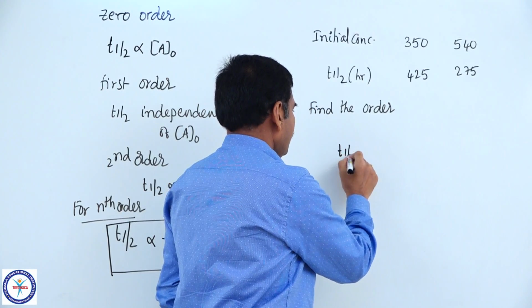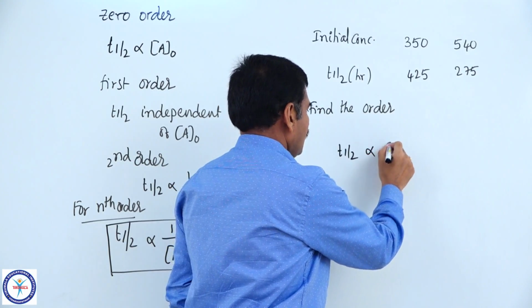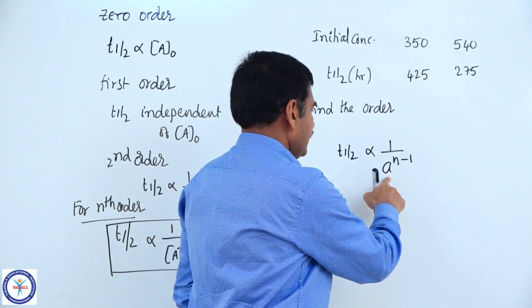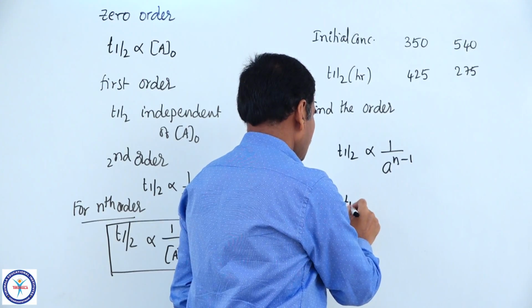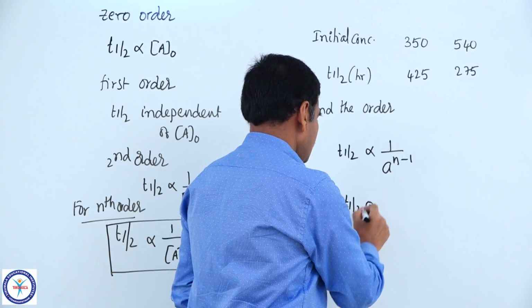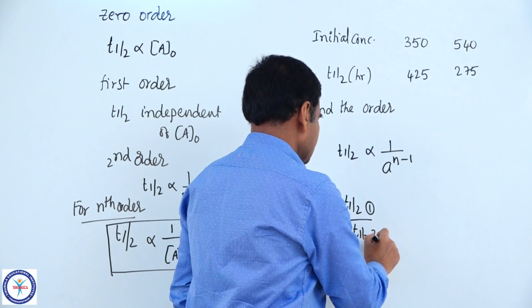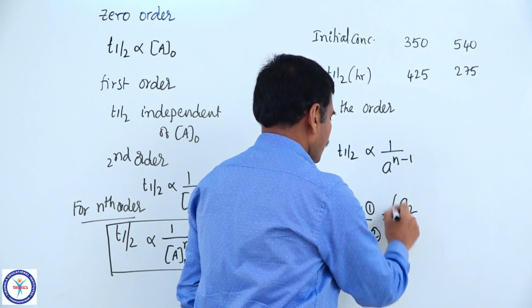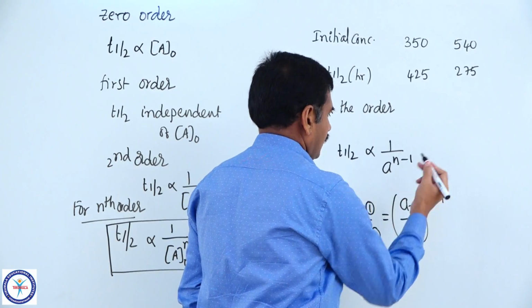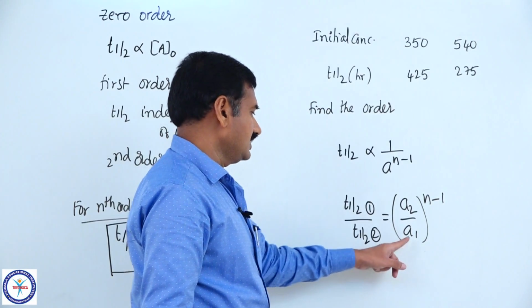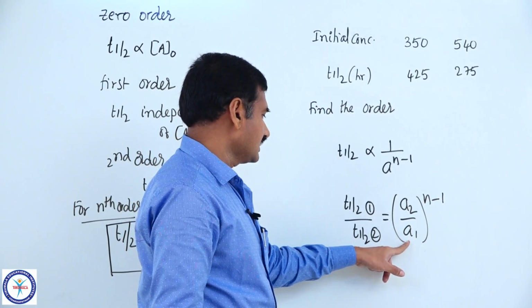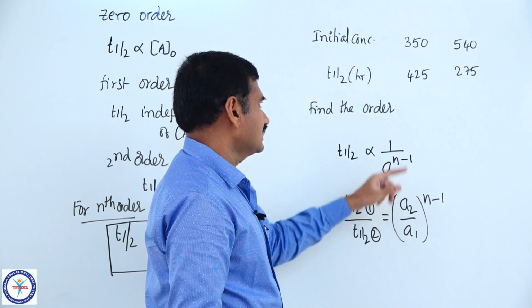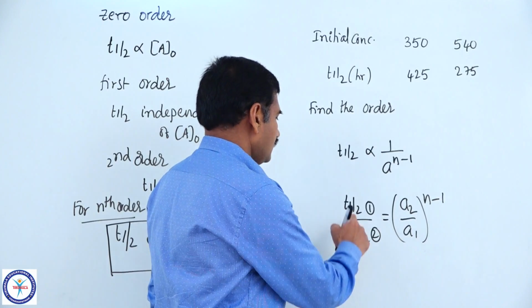So, T half of any nth order reaction is proportional to 1 by A power n minus 1, if A is initial concentration. So, T half of first experiment divided by T half of second experiment is equal to A2 by A1 whole to the power of n minus 1, we can write. A1 is initial concentration with respect to first T half, A2 is that with respect to second T half.